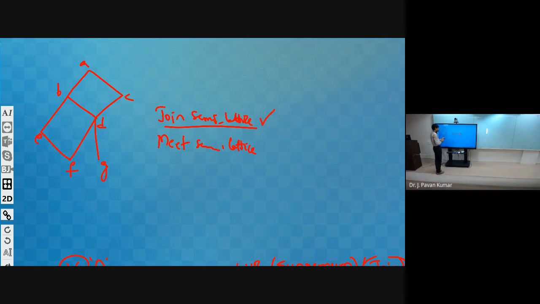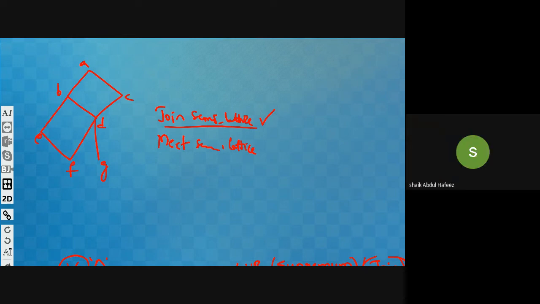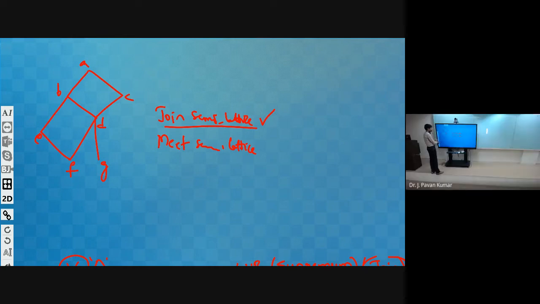Now you consider whether it is a meet semilattice or not. D meets C, G, it is D. Okay, fine. What is the counter example? F comma G. We don't have a lower bound. So if you don't have a lower bound, the greatest lower bound will also be empty. So it will not be considered a meet semilattice. Got it? So this is about join and meet, join semilattice, meet semilattice.